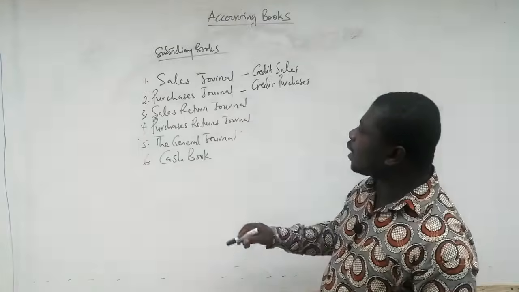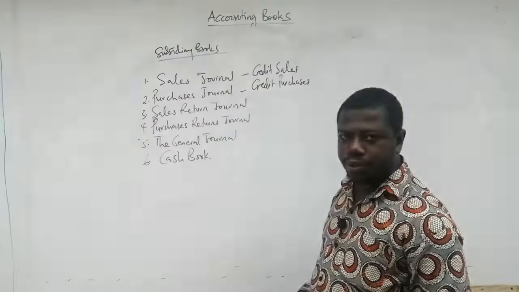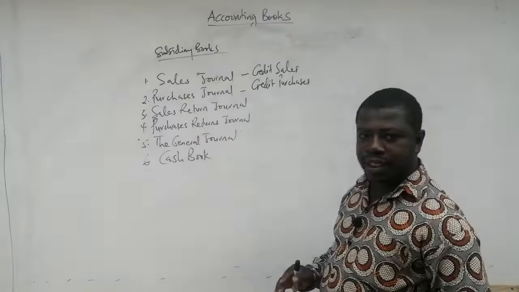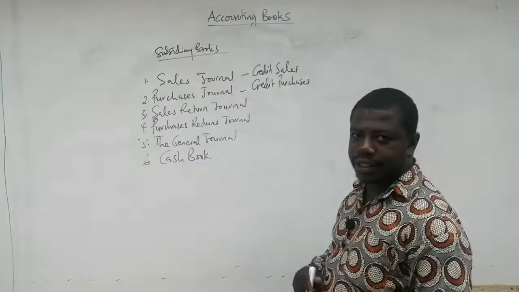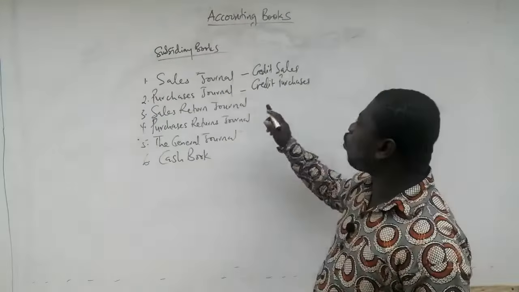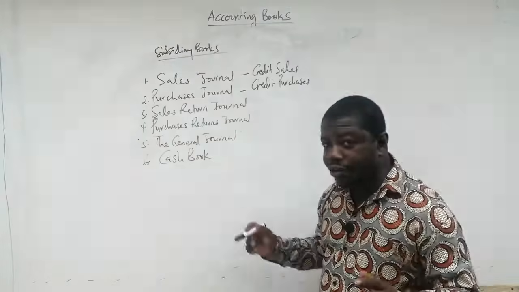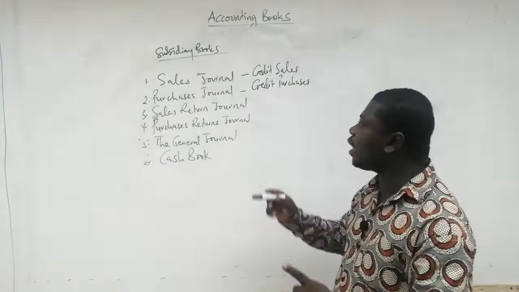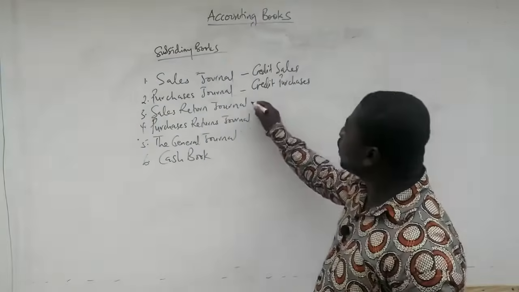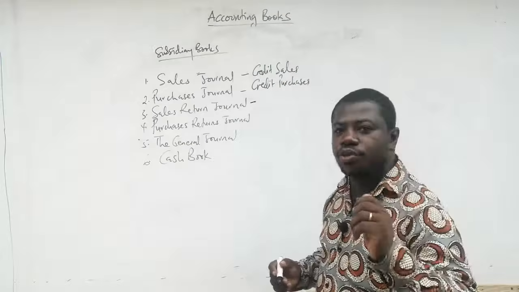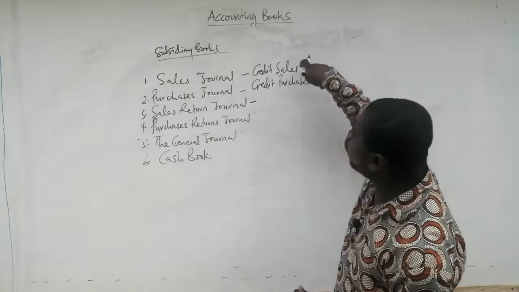What I mean is that the sales journal is used to record only credit sales, specially made for that. The purchases journal is used to record only credit purchases, so you do not have to record cash sales or cash purchases in either of these two for any reason, because they are made specially for credit sales and credit purchases respectively. Then when we move to the sales returns journal, it is specially made to record returns of credit sales.